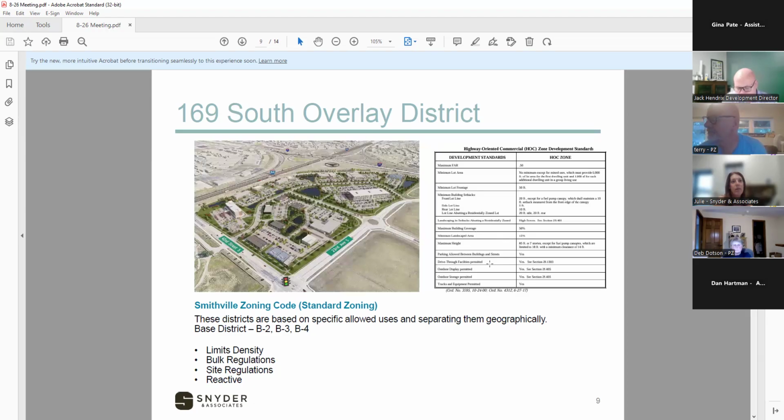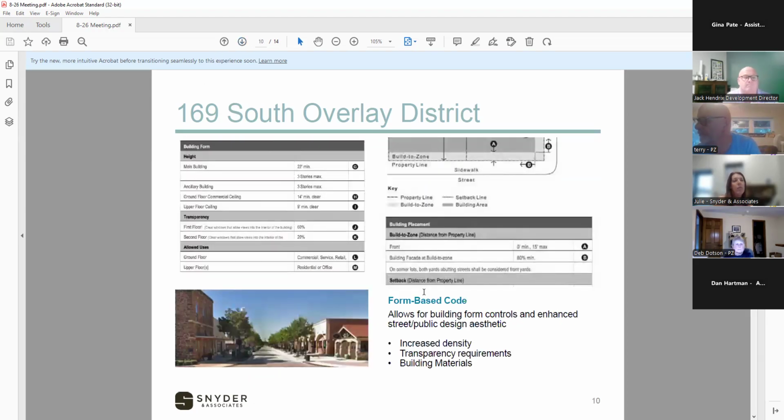A form-based code is a little different. You're going to get more of a suggestion or a range. You might get a build to zone, as you see in this diagram. So here's the property line. You should put your building anywhere between 0 setback at the property line or 10 feet, for example. I'm just making numbers up.